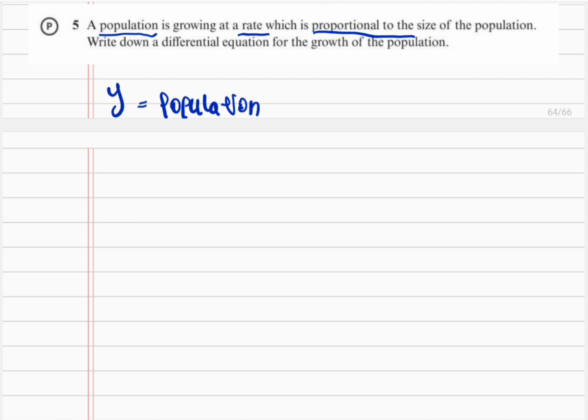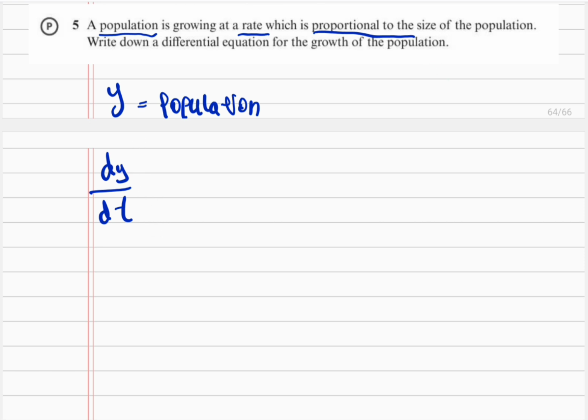Now, since we know that y represents the population, the question is essentially saying that the rate of change of the population is equal to, so the rate of change of the population is dy by dt. That just means how the population is changing over time. So that's why we started with dy by dt. And then this is proportional to the size of the population.